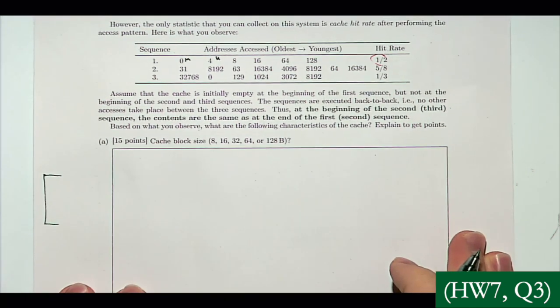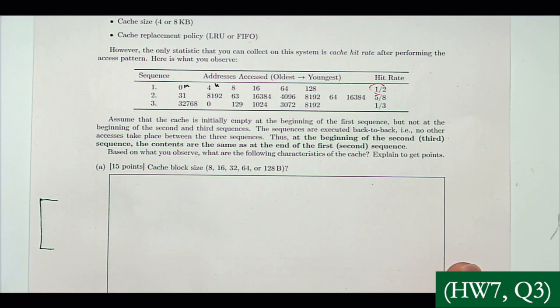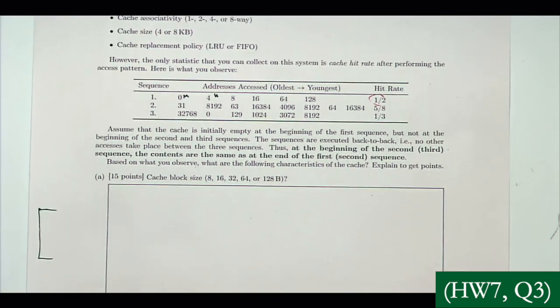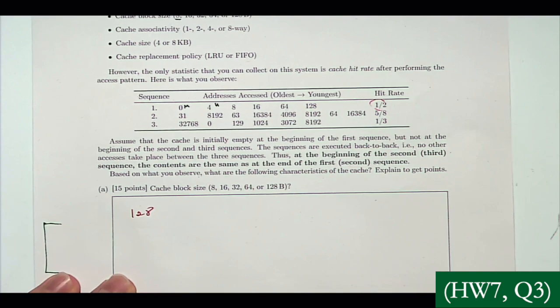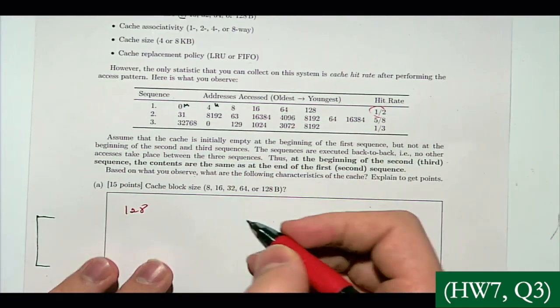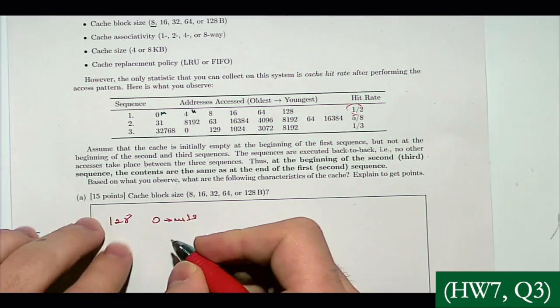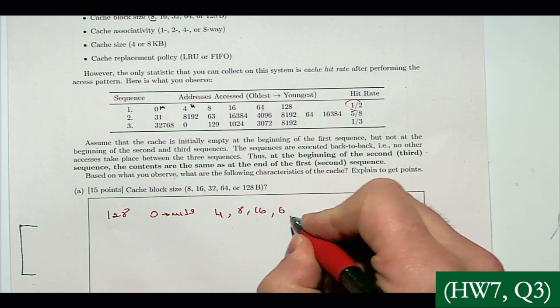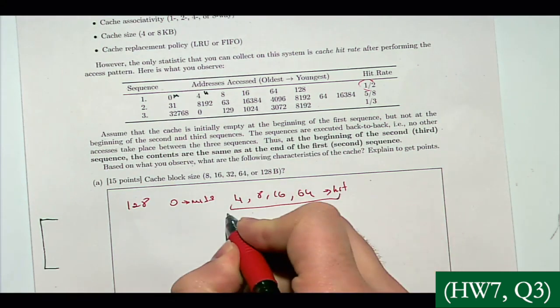And for the first question, basically, we need to figure out the cache block size. For this one, we can try brute force, and try each of the options here. So let's first assume that we have a block size of 128. If that was the case, then for the first sequence, zero will always be a miss, right? So this is our first miss. But if it is 128, the 4, 8, 16, and 64 will be a hit because they will be located in the same block as zero.